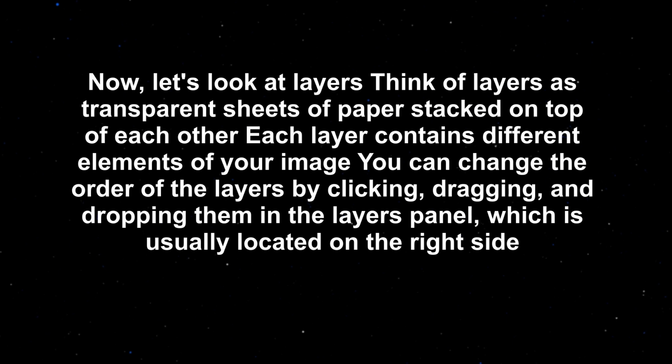Now, let's look at layers. Think of layers as transparent sheets of paper stacked on top of each other. Each layer contains different elements of your image. You can change the order of the layers by clicking, dragging, and dropping them in the Layers panel, which is usually located on the right side.